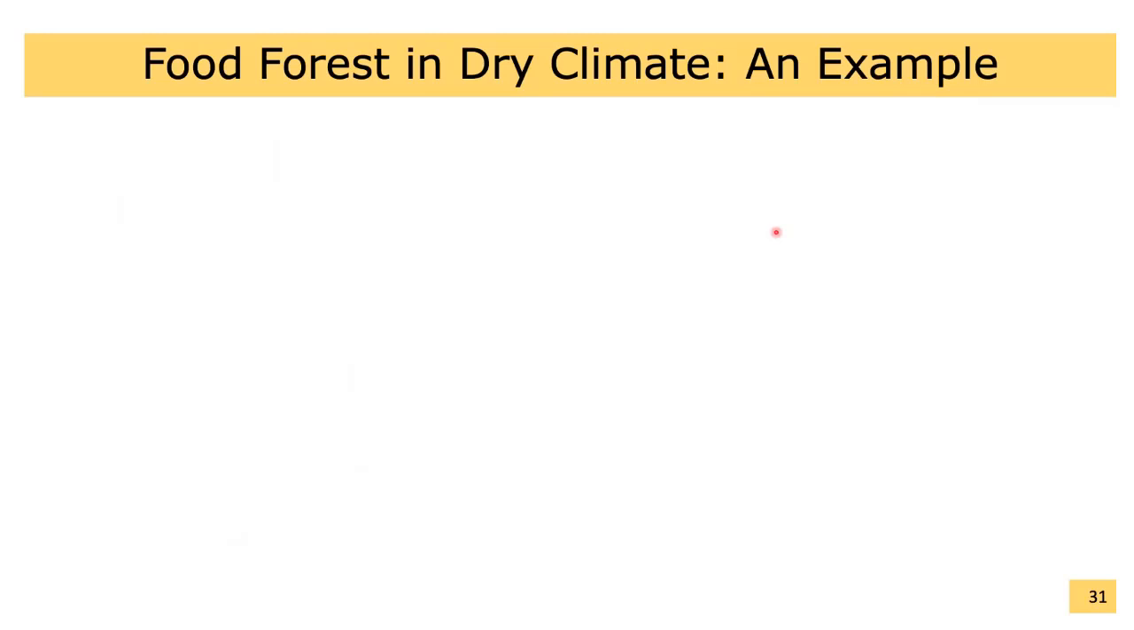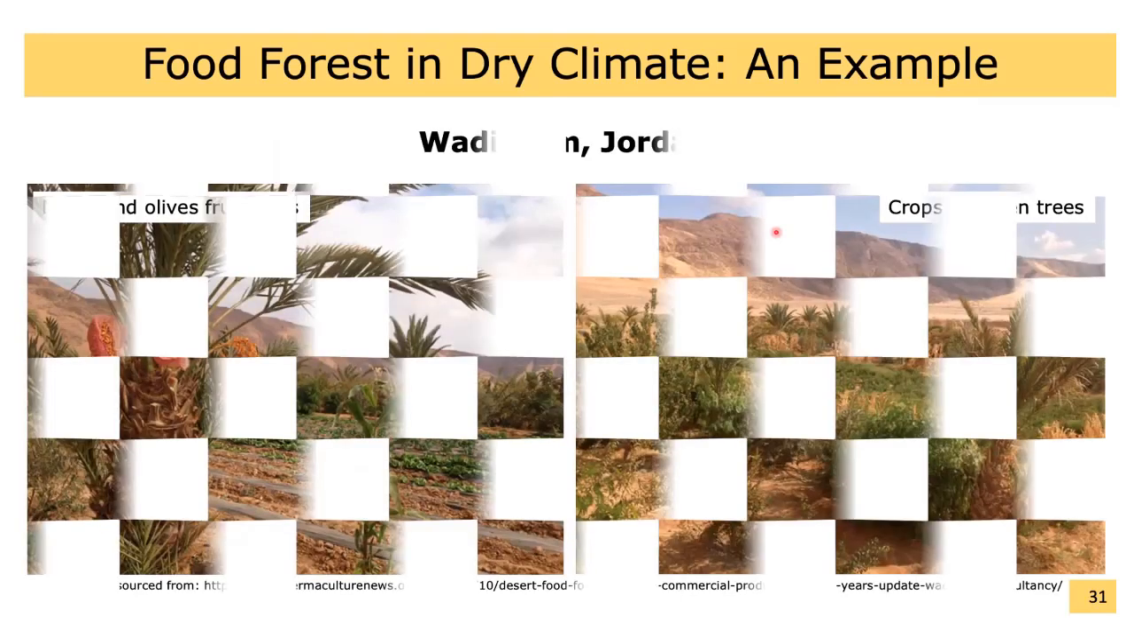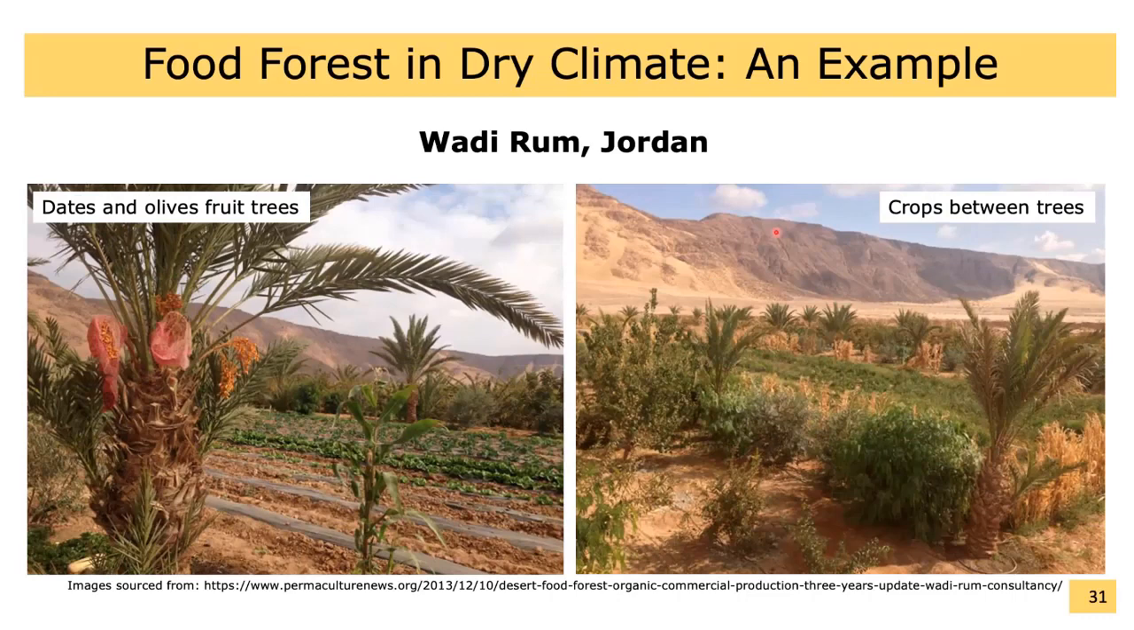Food forest in dry climate, an example. Here is an example of a dry climate food forest from the Wadi Rum region of Jordan. Canopy includes date, palm, and olive trees. Subcanopy is made of cacti and jujubes. Herbaceous layer consists of tomatoes and corn. Lettuce, squash, and melon provide ground cover. Underground layer comprises carrots and onions.